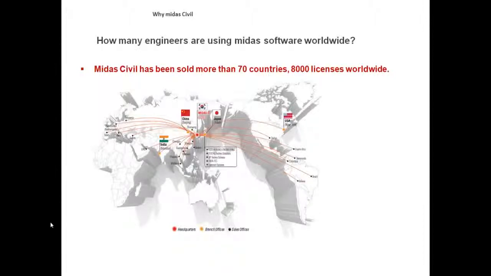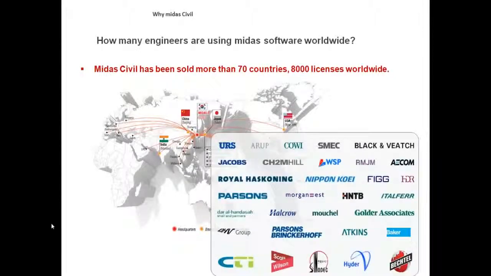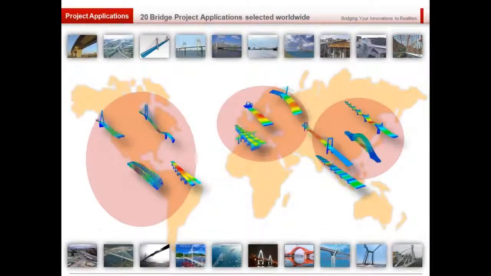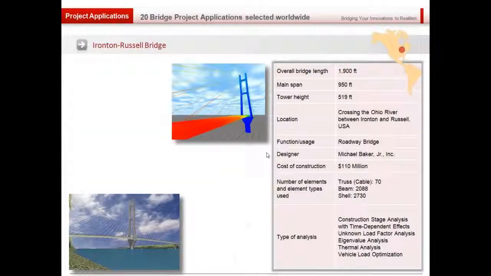Midas Civil has been sold in more than 70 countries over the world. Actually 8,000 licenses, and these are a few of our big clients. And this is a map of the world. There are a lot of bridges in Asia, in Europe, and in America, and we have examples of all these bridges which have been simulated using Midas.